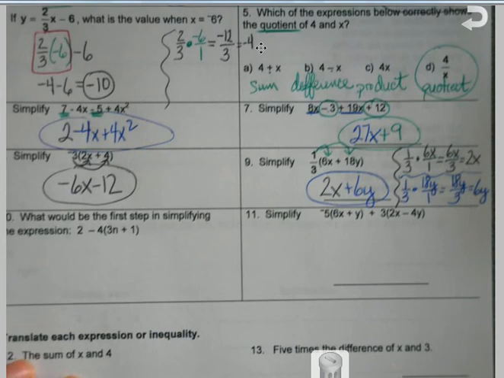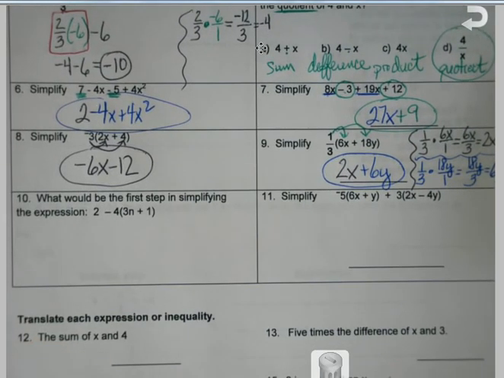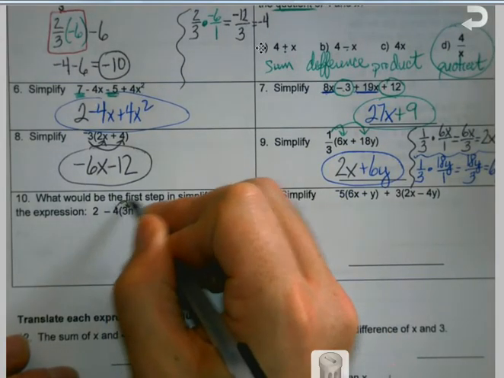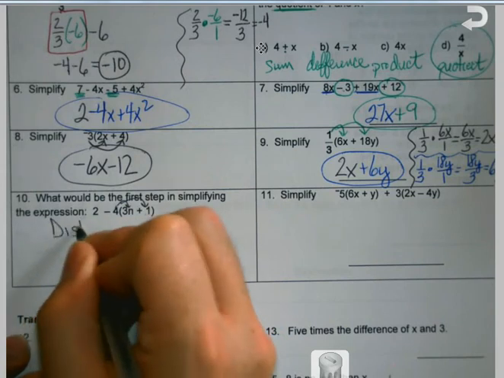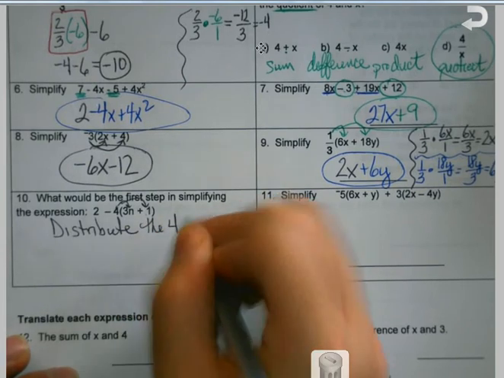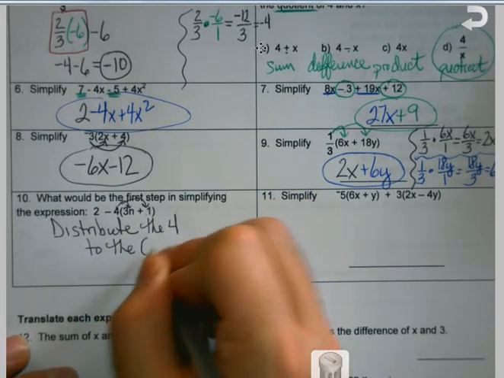We're going to start getting into some problems occasionally where I'm going to ask you to write something out. So for instance here in number 10 it says what would be the first step in simplifying this expression? Okay, we're not solving, we're just simplifying. So what do you think we'd do first? Would I do 2 minus 4? No. Yeah, we're going to mess with the parentheses, and since I can't combine here, we're going to distribute, or you could say multiply, the 4 to the 3n plus 1.